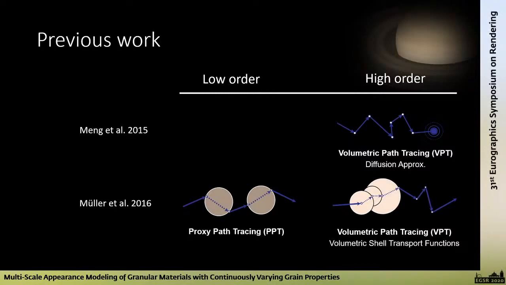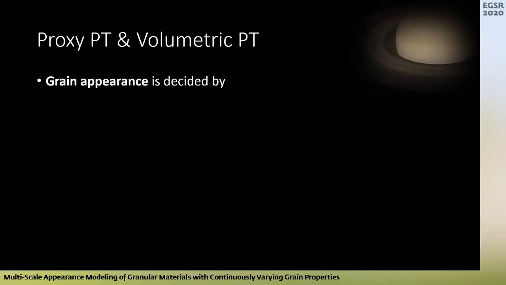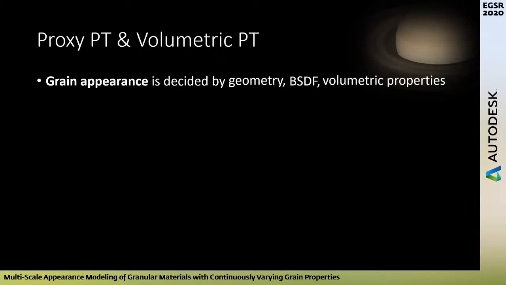One thing to notice here is that proxy path tracing and volumetric path tracing require per-grain pre-computation, which introduces some problems. The appearance of a grain is determined by various factors, including geometric shape, interfacial BSDF, and interior volumetric properties. In the scenario of rendering a large collection of grains, it is reasonable to assume that the interior volume is homogeneous. Then, the volume parameters mainly reduce to volume density and single scattering albedo. Whenever any of these factors is changed, according to Mueller's method, it is required to redo all the pre-computation.